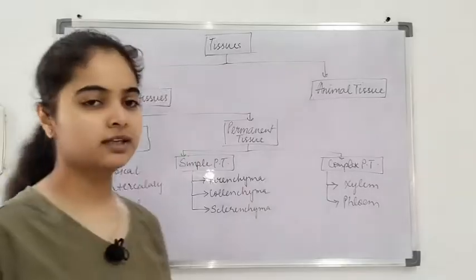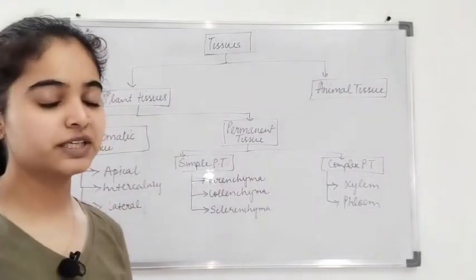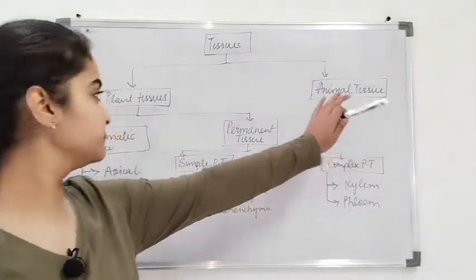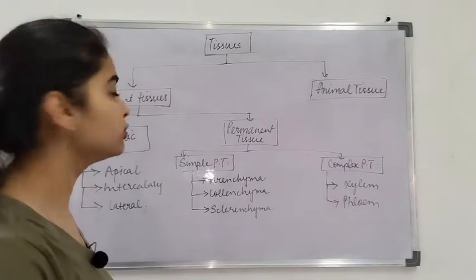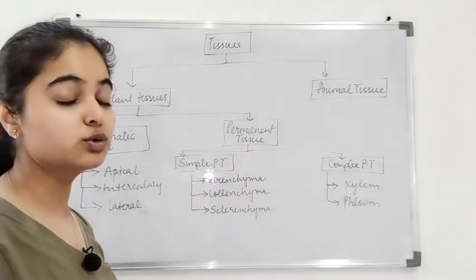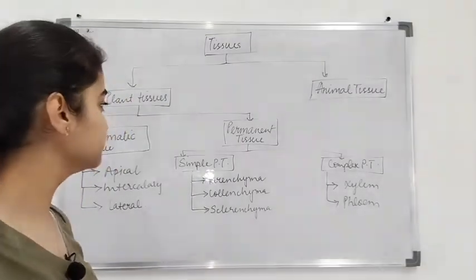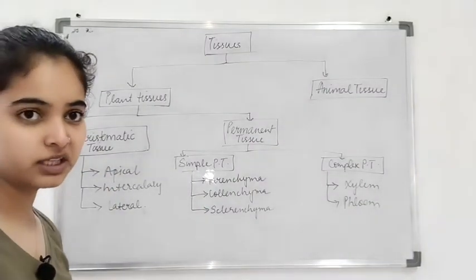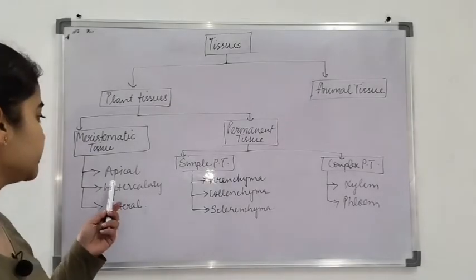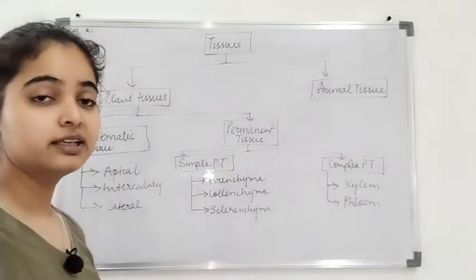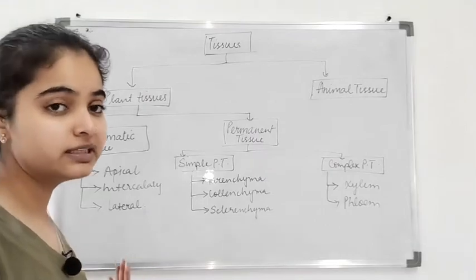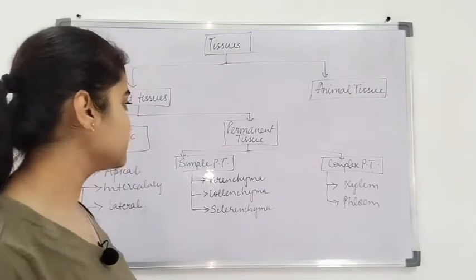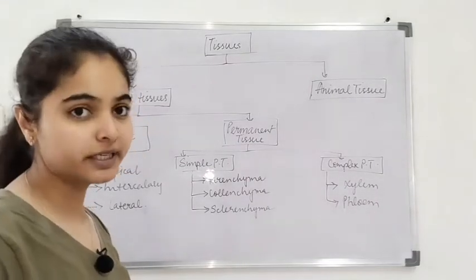So let's get started. This is the classification of tissues. Tissues are of two types. First is plant tissue and the second one is animal tissue. Plant tissues are divided into two types. First is meristematic tissues and the second is the permanent tissues. Meristematic tissues are basically of three types. First is the apical meristematic tissue, second is the intercalary meristematic tissue, and the third one is the lateral meristematic tissues. Permanent tissues are of two types, simple permanent tissue and complex permanent tissue.